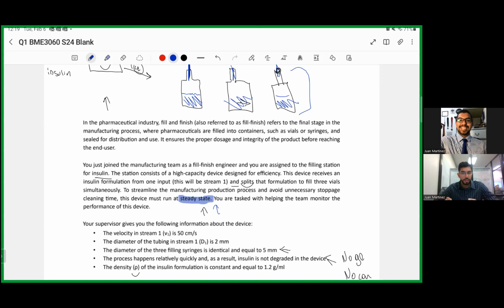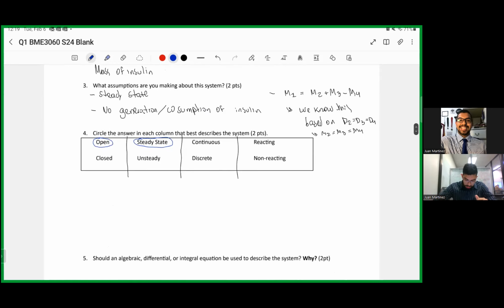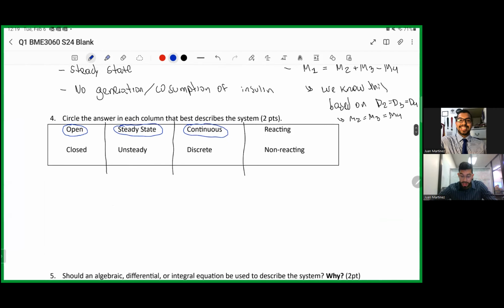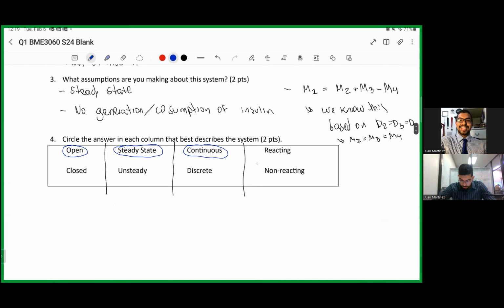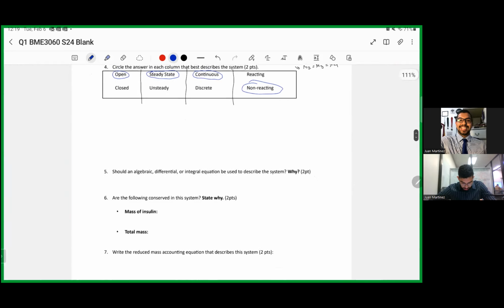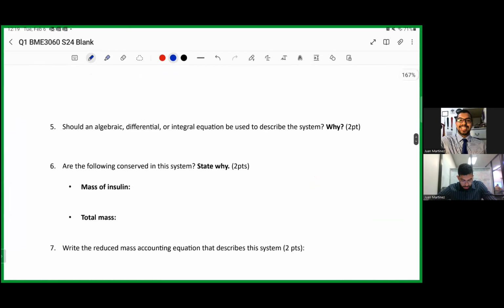So based on the fact that we don't have a definite time, it's continuous, right? Awesome. Continuous because the time was not stated. And since the insulin is not reacting, not generated, not consumed, we can definitely say that there's no reaction. Okay, awesome. Question 4, done. Question 5: should an algebraic, differential, or integral equation be used to describe the system, and why?